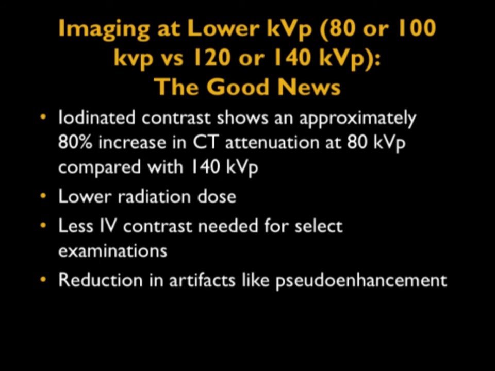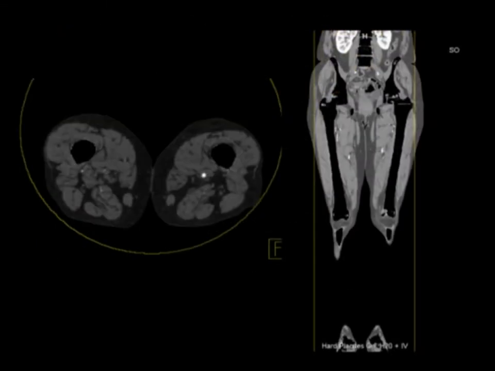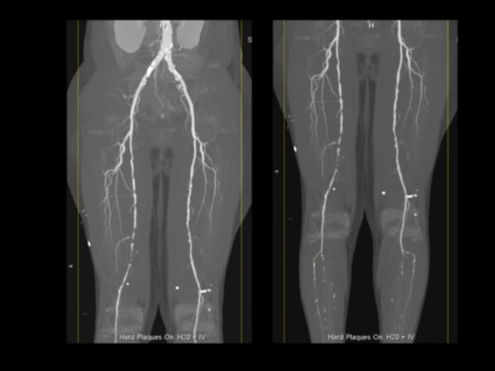You can do lower dose and potentially reduction in artifacts. And here's just a nice example. You can see the computer has automatically taken out the bones from the pelvis to the femurs to the tibia. And then you very nicely have the vascular map with MIP imaging. You can see the multiple areas of stenosis bilaterally.